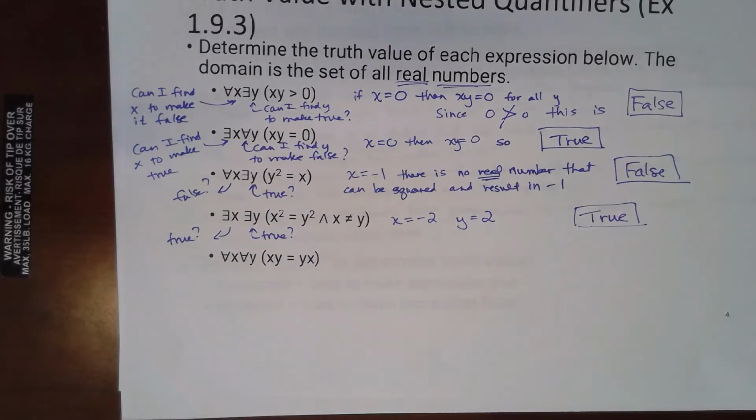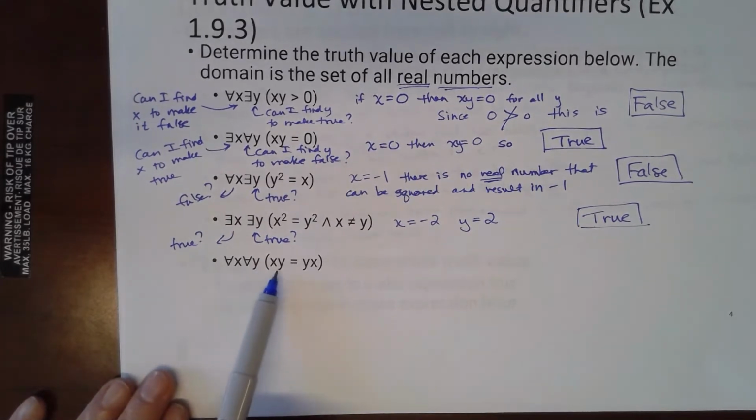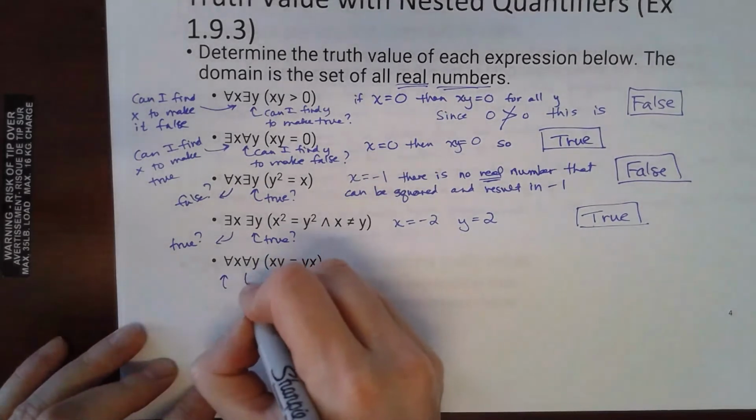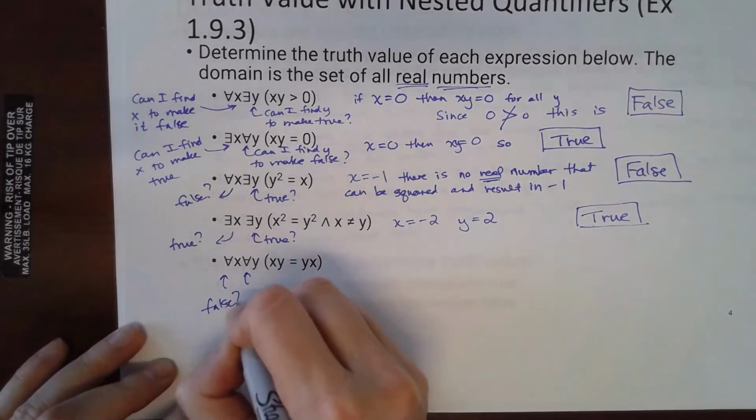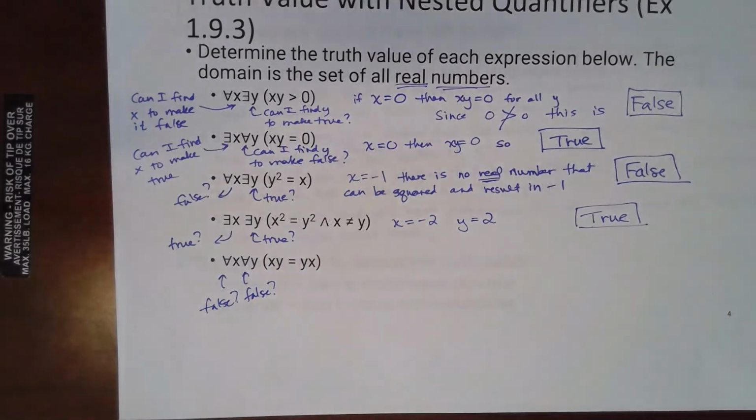Okay. And then the last one: for all X and for all Y, is it true that X times Y is equal to Y times X? Both of these are trying to find out, could I make this false? Could I find a value to make it false?